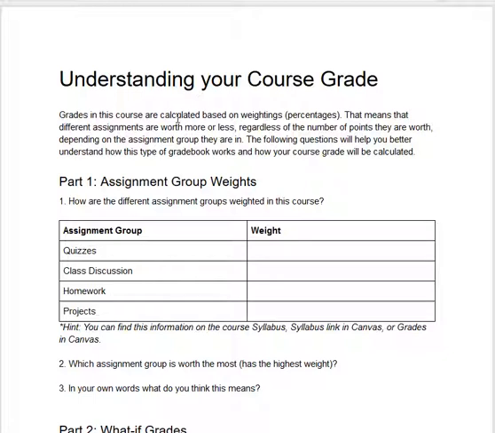So here's the Google Doc that has the Understanding Your Course Grade assignment. Obviously, you can go in and tweak the initial directions, but the biggest thing is just that students understand that the purpose of this is to help them better understand how a weighted gradebook works.